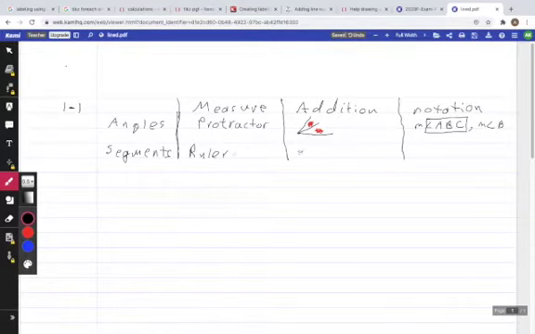For addition, as long as they have a point between two others, so A, B, C, we can take this segment and add it to this segment here. So we can take segment AB and add it to BC. But this has to be a situation like this. They can't be separate segments.